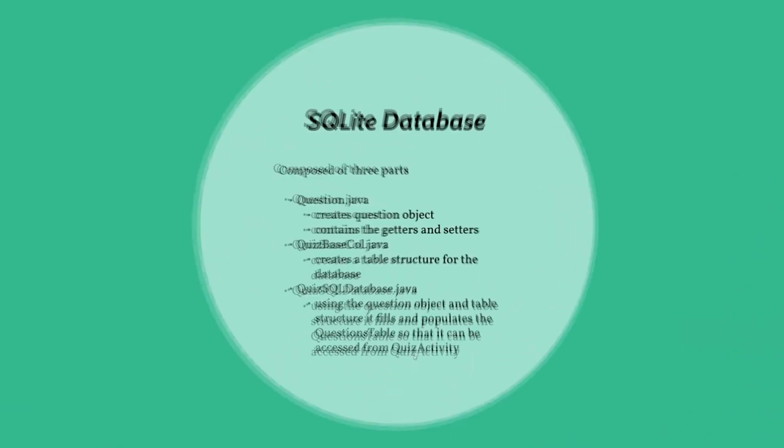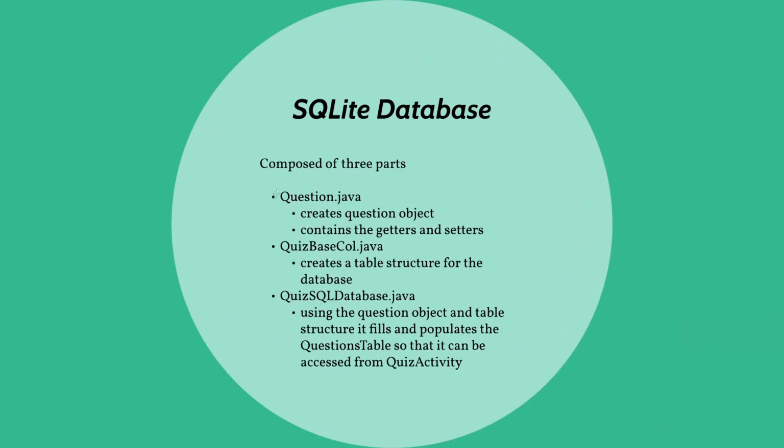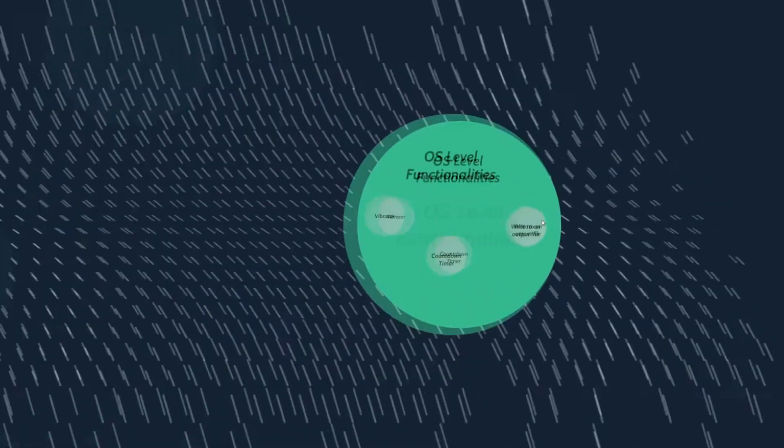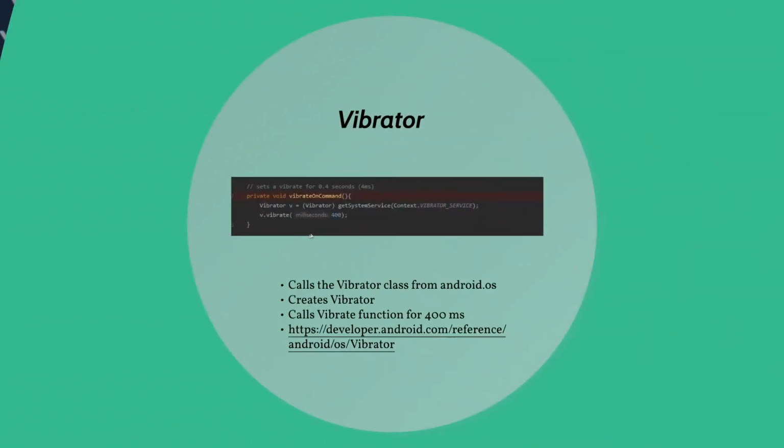So let me go into the SQL database. Basically, this Question.java is a question object. It has the answer, the question, and the options. This is a table structure for the SQL database, and this file here combines those two together to create it into a format so that the QuizActivity.java file can read it and get the questions so it can display it. So that's the basics of the app. Now let me go to the OS level functionalities more in depth.